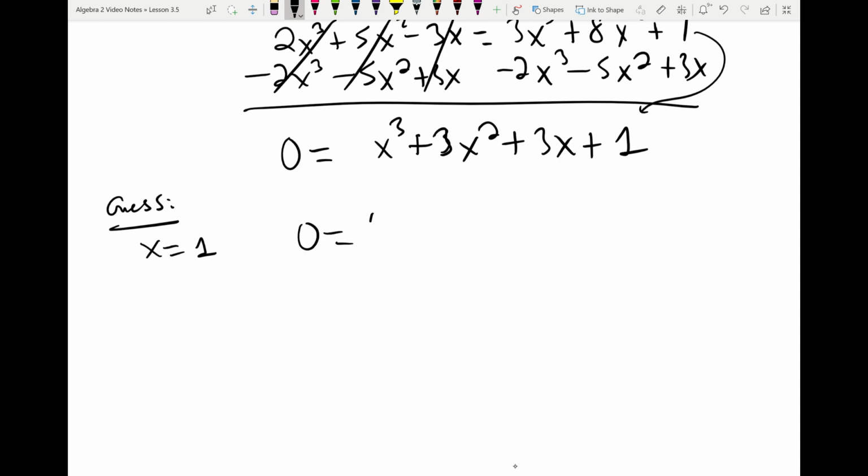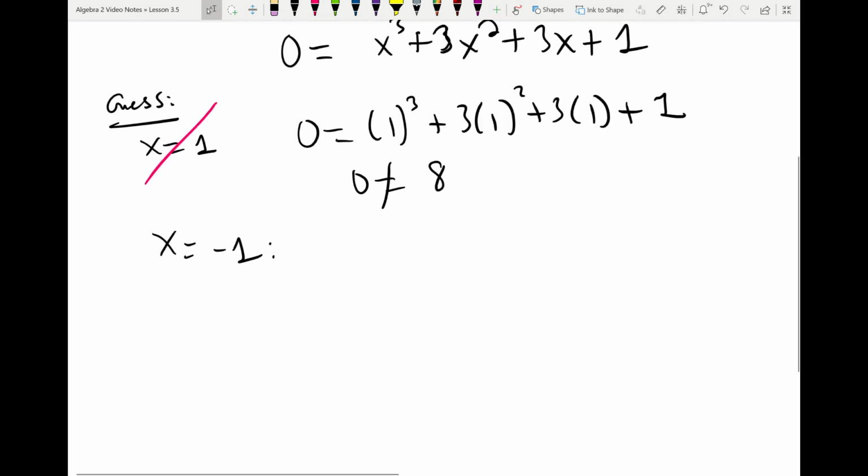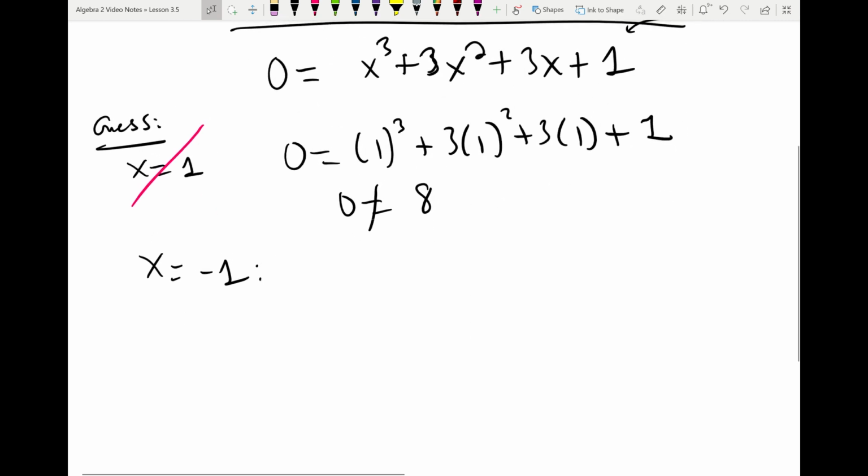And plug it in. So if we do 1 cubed, 1 squared, and then plug in 3 times 1 and 1, that's not going to give us 0, right? So that's going to give us 1 plus 3 is 4, 4 plus 3 is 7, so this is going to give us 8. So x minus 1 is not a good guess, right? And then we'll just see about negative 1, okay? So sometimes, negative 1 works. You're going to be given scenarios where it's actually nice numbers. It's not going to be like crazy numbers for this. So let's try negative 1.